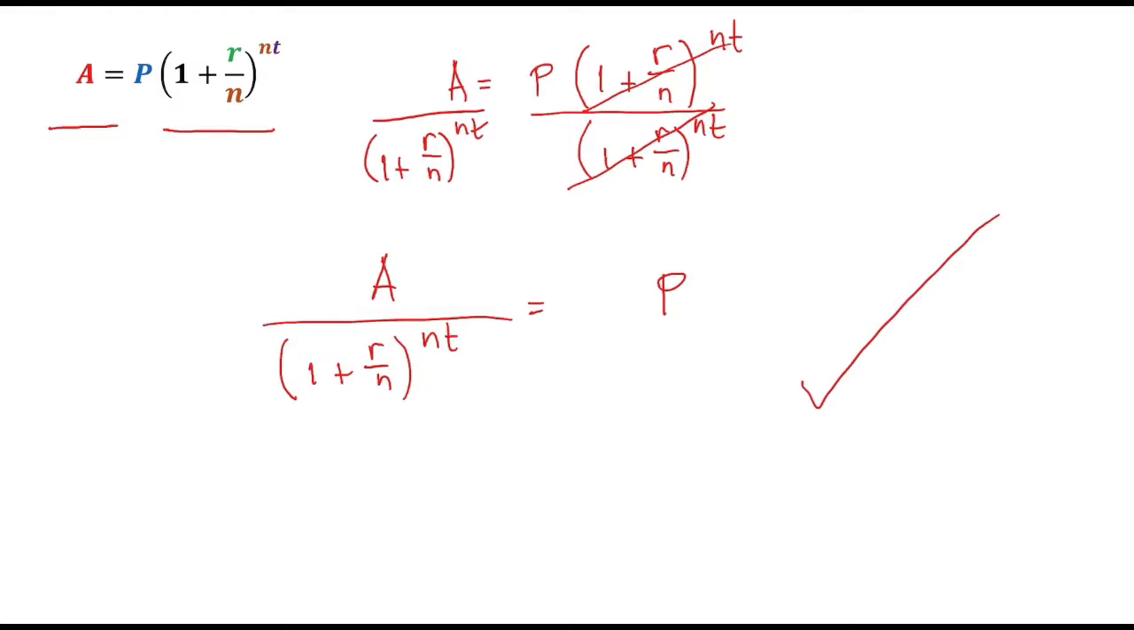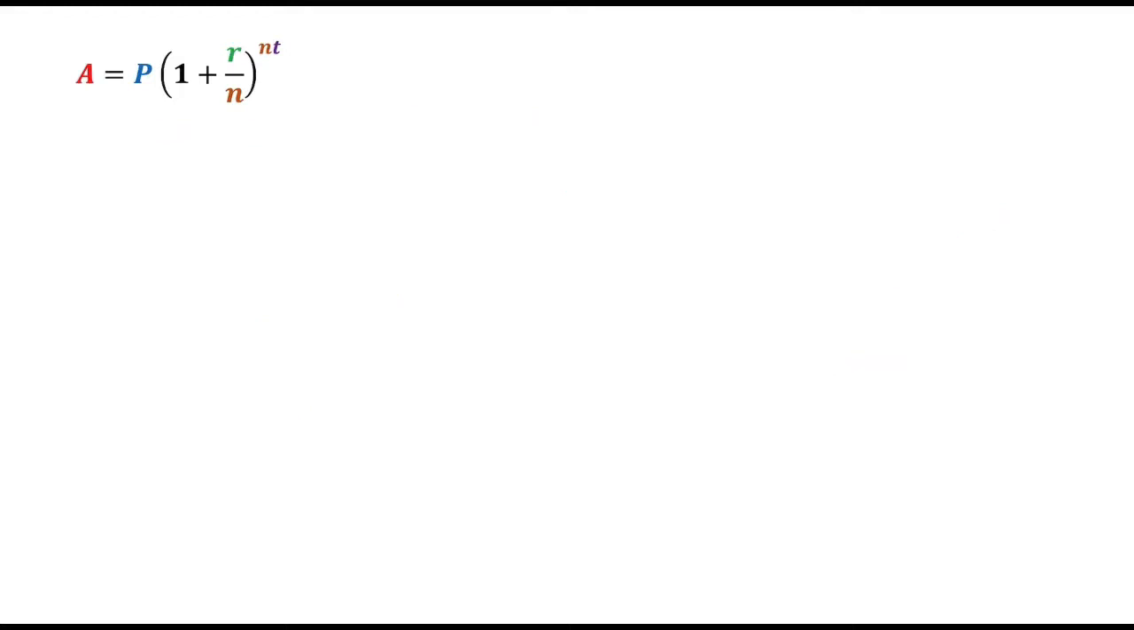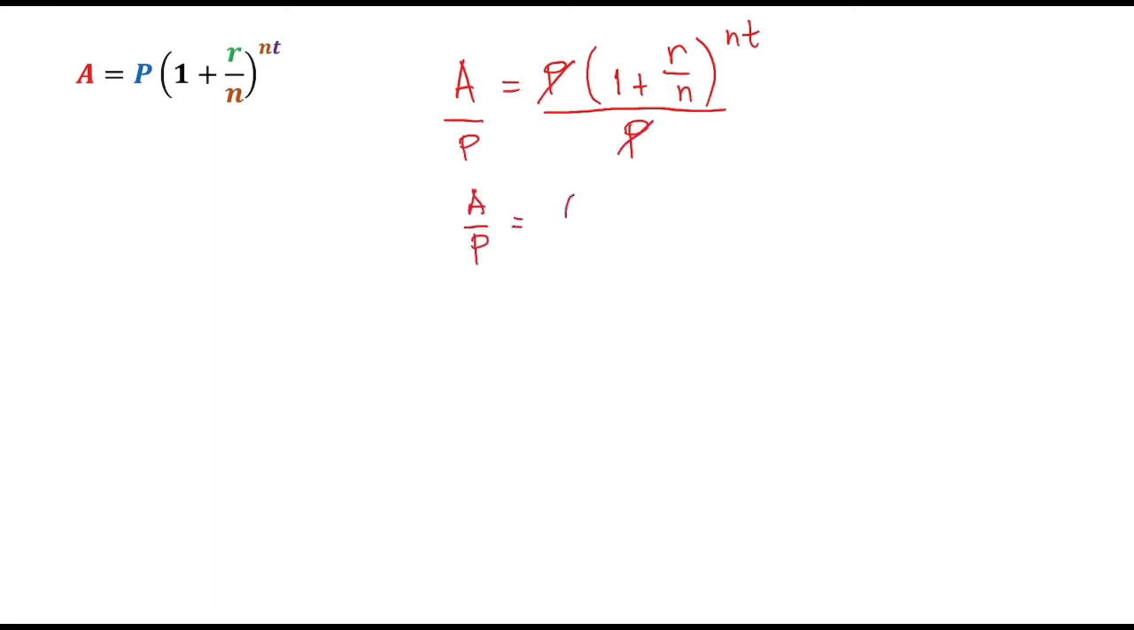Next, we have to move on to the formula on how to find R. In here, R is inside our parentheses. So we have A is equal to P times 1 plus R over N raised to the power NT. The first step is we have to divide both sides by the letter P. So cancel this one, and we now have A over P is equal to the quantity 1 plus R over N raised to the power NT.